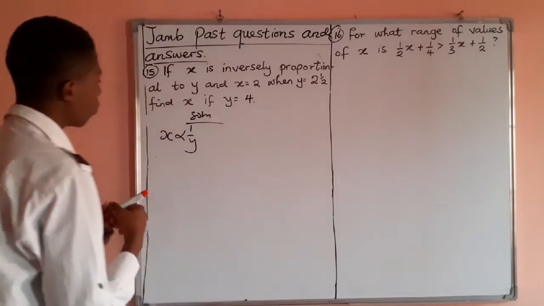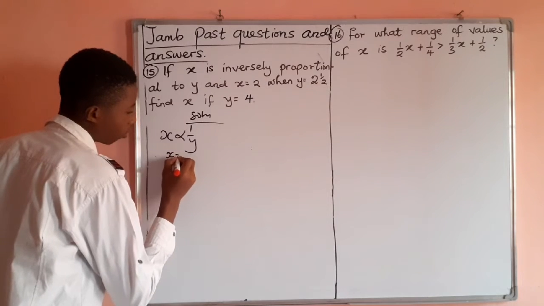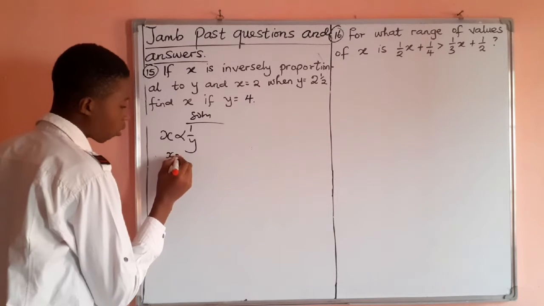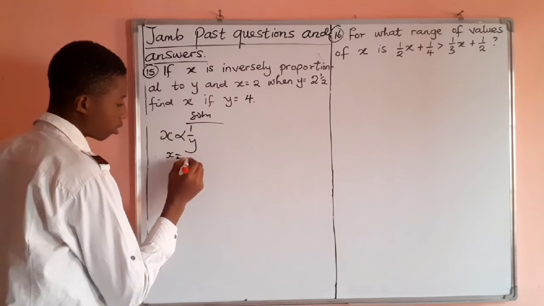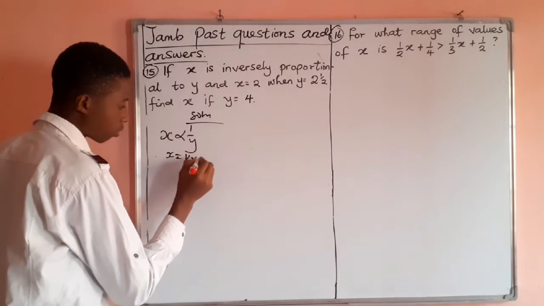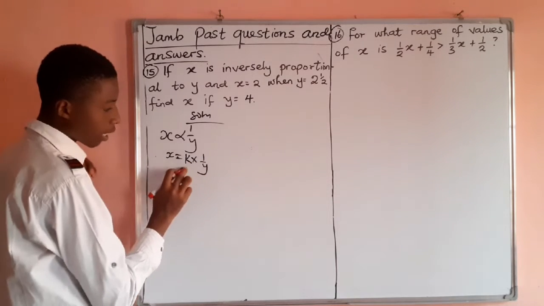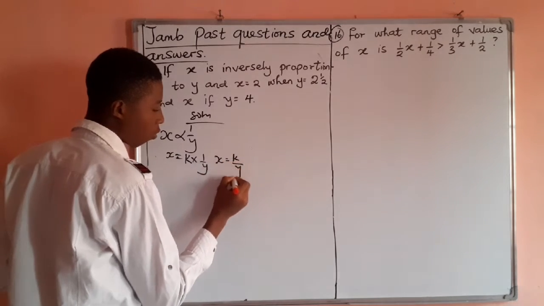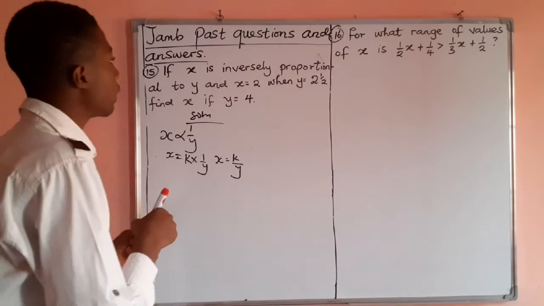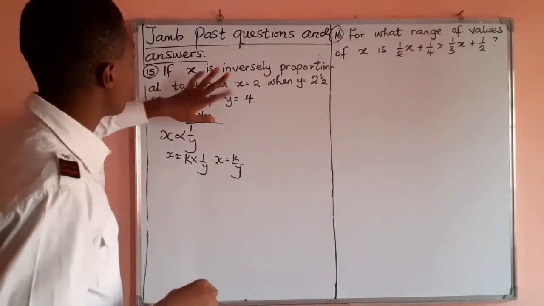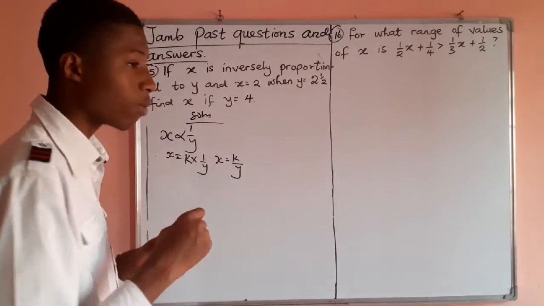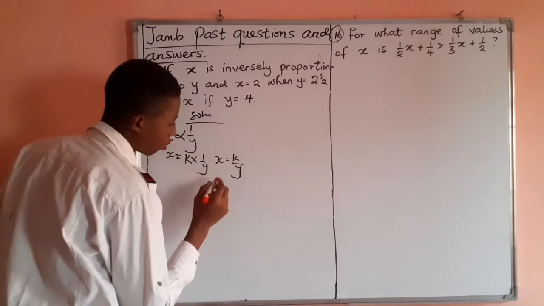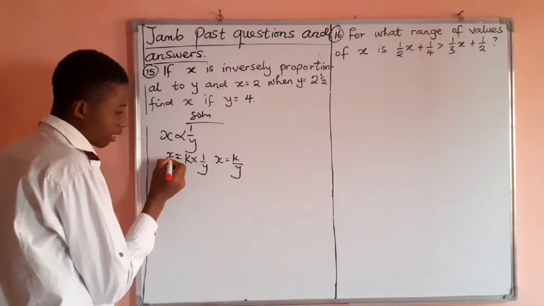You understand, right? Remember when I told you, whenever you want to introduce your equality sign, you introduce a constant. So our constant will be k times 1 over y. This k multiplying 1 will give you x is equals to k over y. Now, listen very carefully. If x is inversely proportional to y and x is equals to 2, remember I told you you always have to find your constant, which is k. If x is equals to 2, you introduce 2 wherever you see x.